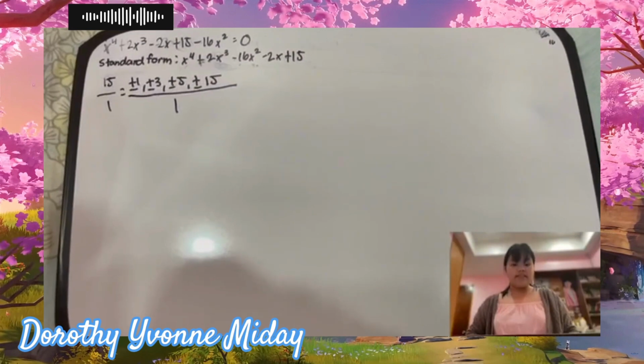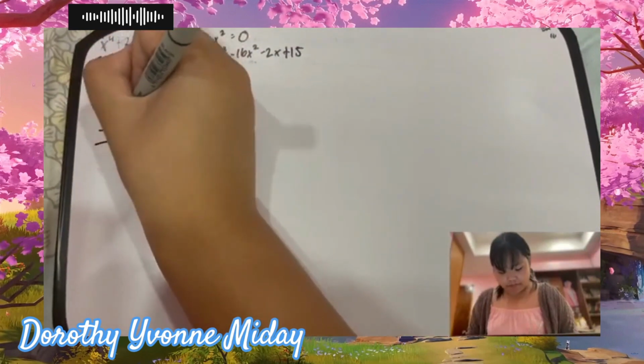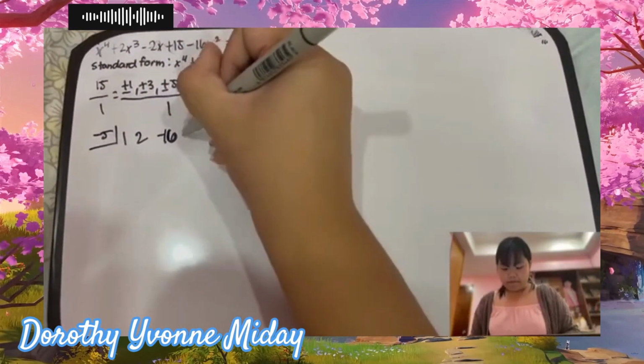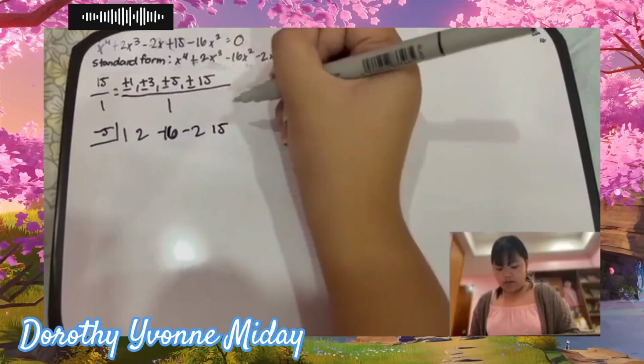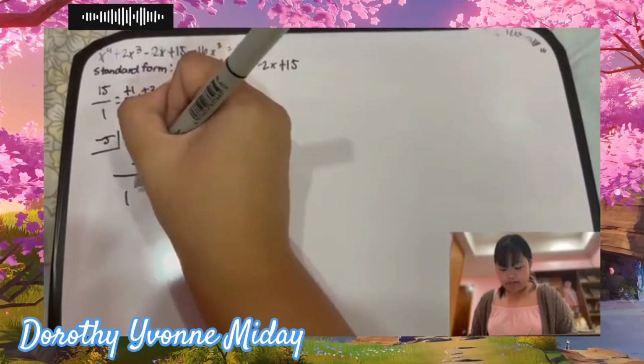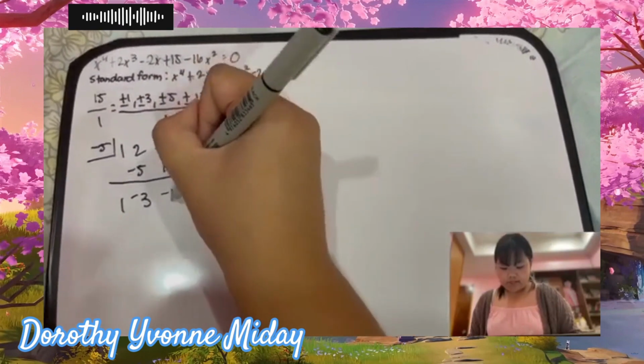Now, let's use the synthetic method. Just copy this off. And firstly, in our possible zeros, we'll use negative 5. So bring down 1. 1 times negative 5 is equal to negative 5. 2 minus negative 5 is equal to negative 3. Negative 3 times negative 5 is equal to 15.